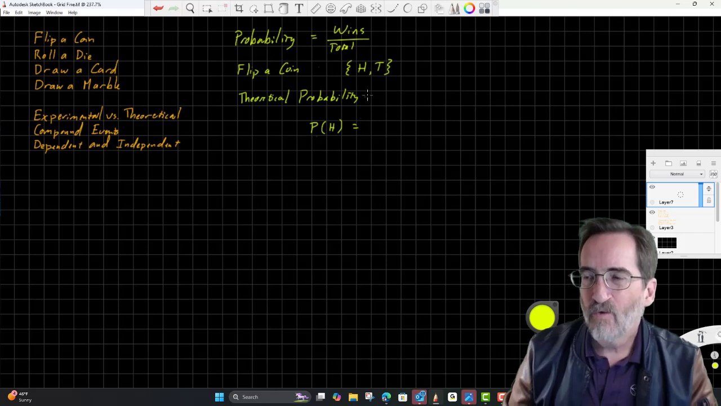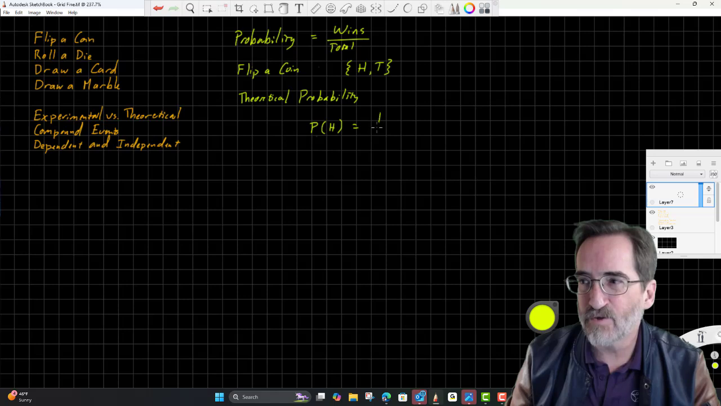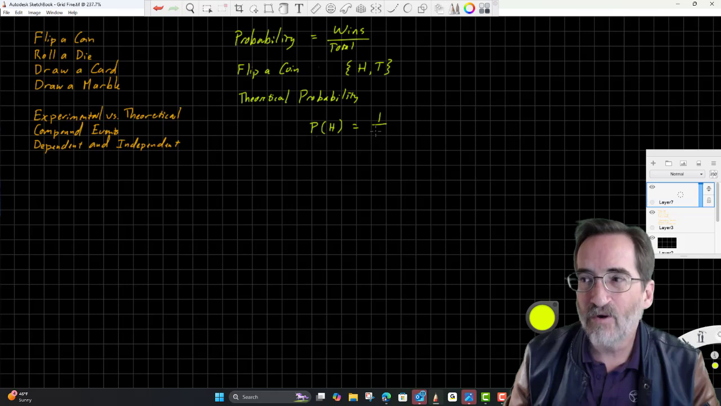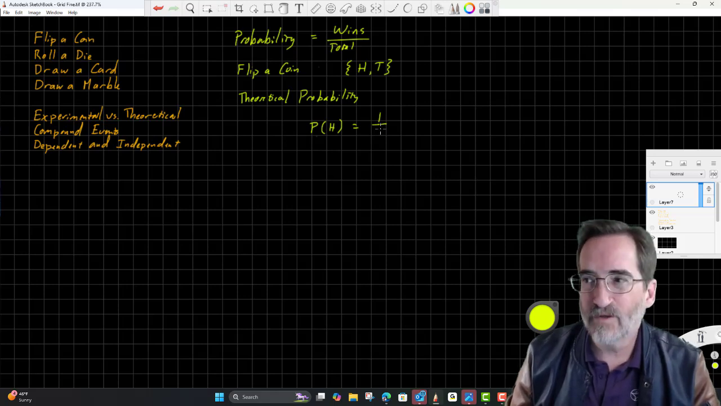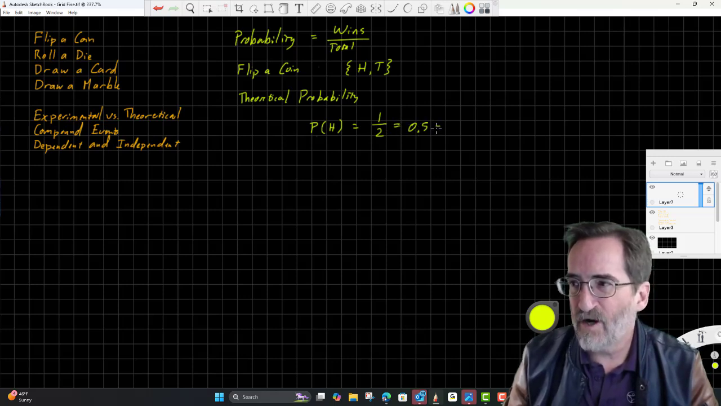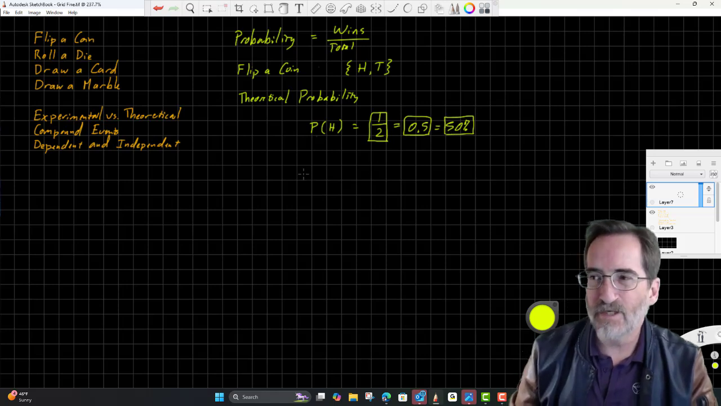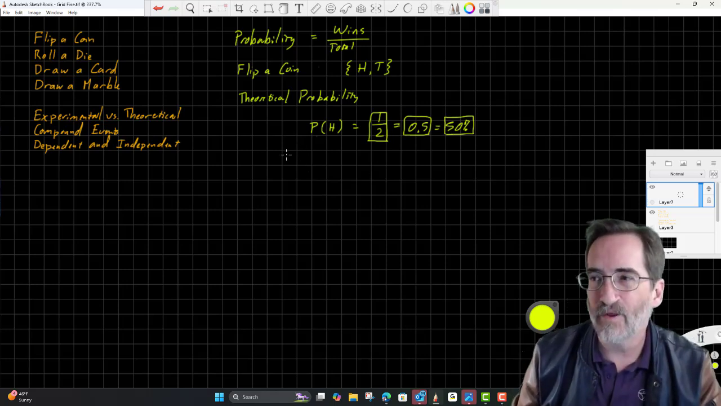And so we look at the sample space and we say, how many ways can we get a head? There's just one. There's one head listed in the sample space. Divided by the total number of outcomes. The total number of outcomes from flipping a coin are 2. So that is 1/2, which is 0.5, which is 50%. You need to be able to express a probability as a fraction, as a decimal, or as a percent, and interchange between those three forms, knowing that they're equivalent.